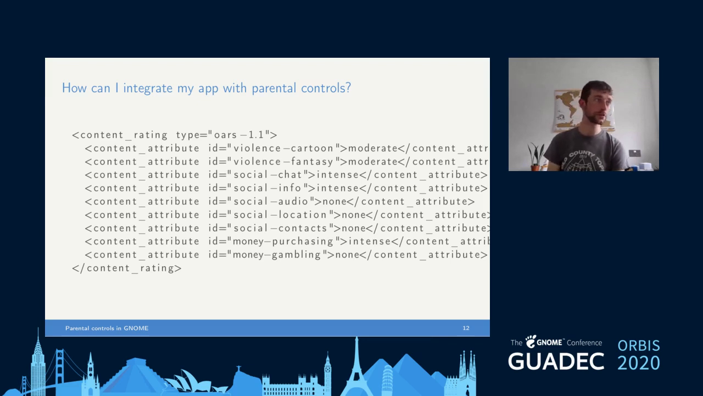If any ORS data is provided, so if you include this content rating element in your app data, then missing attributes are assumed to have the value none, so like the least intense value. If no ORS data is provided, so if you don't provide the content rating element at all, then they're all assumed to have the intense value. So it's assumed that your app is absolutely full of violence and gambling and chat and everything, because we don't have the info otherwise.